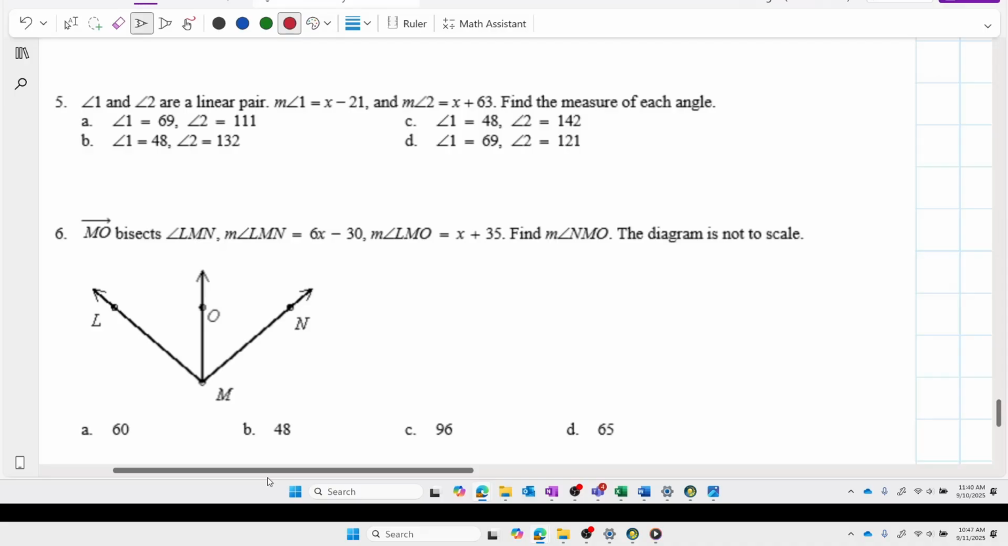In problem number 5, angle 1 and angle 2 are linear pair. So again, we can set this up. First, we'll call this angle 1 and this angle 2. The measure of angle 1 is x minus 21. Measure of angle 2 is x plus 63. Find the measure of each angle.